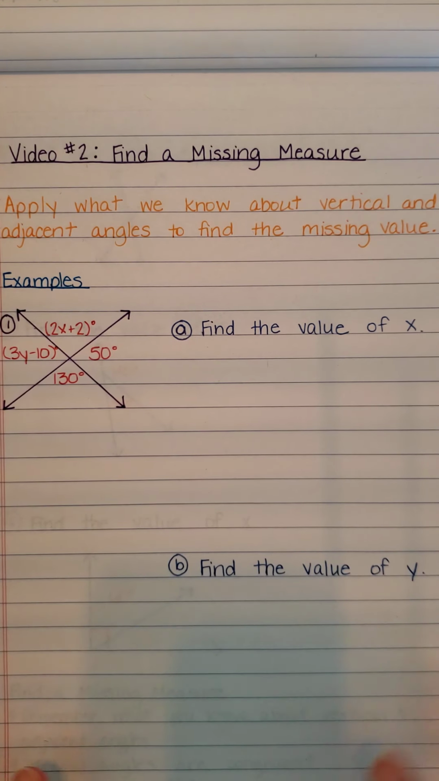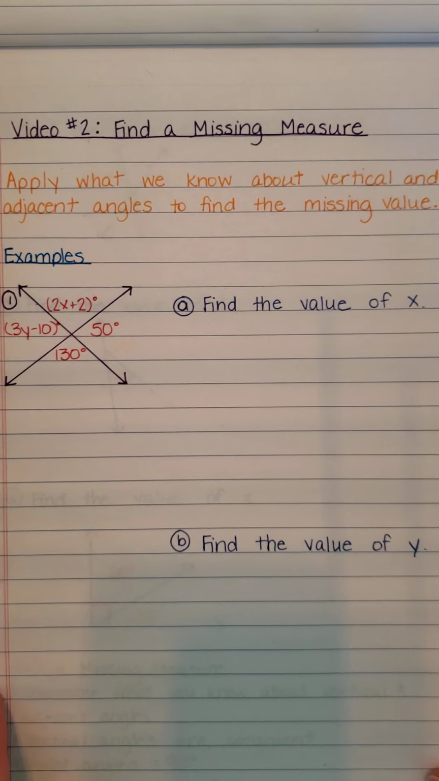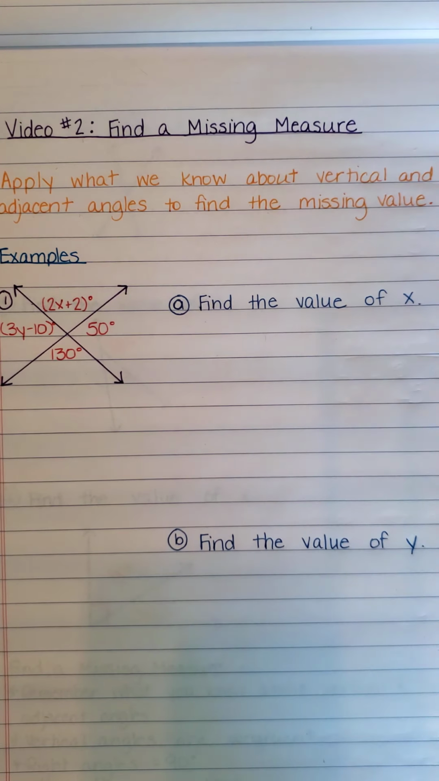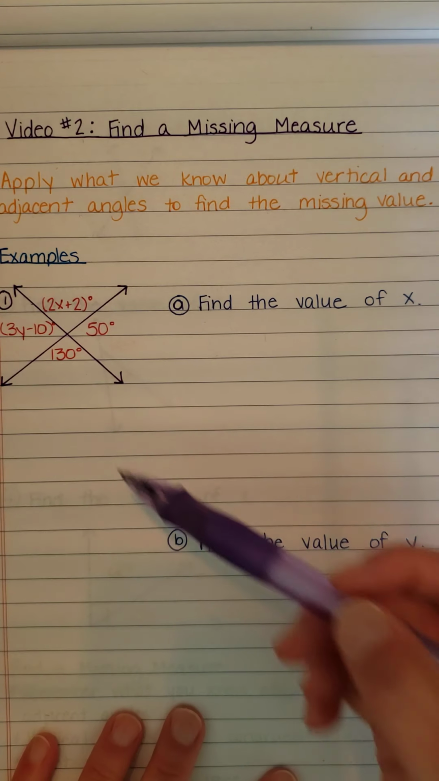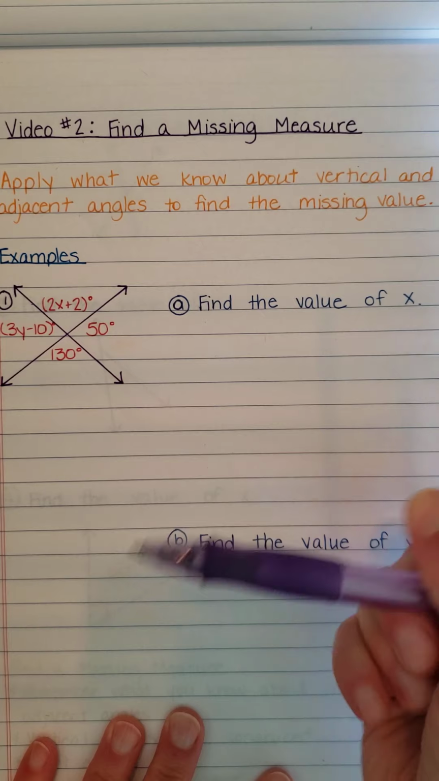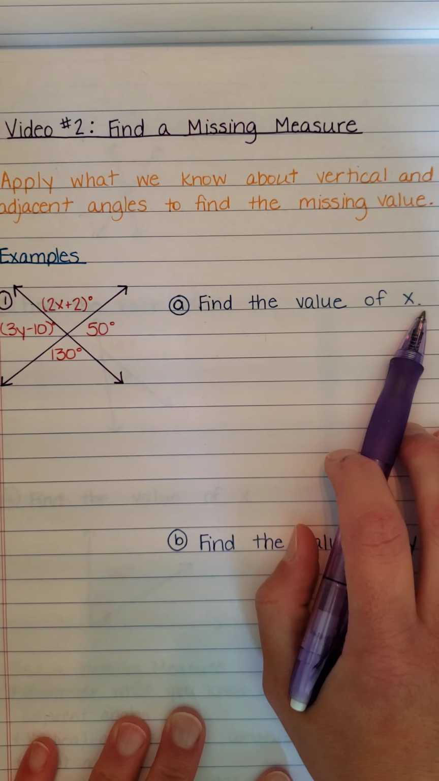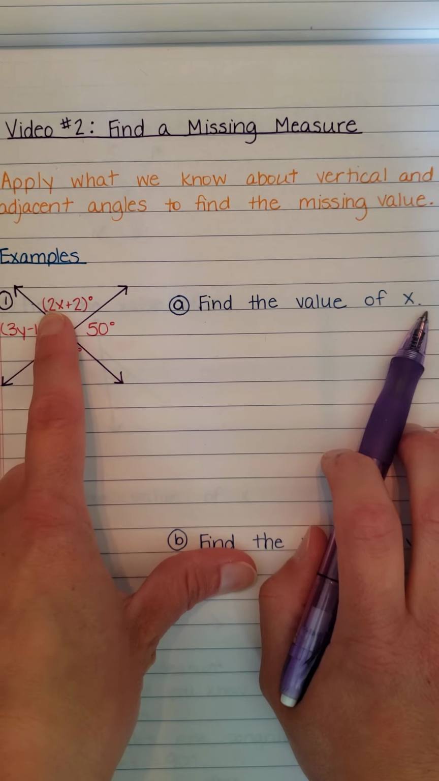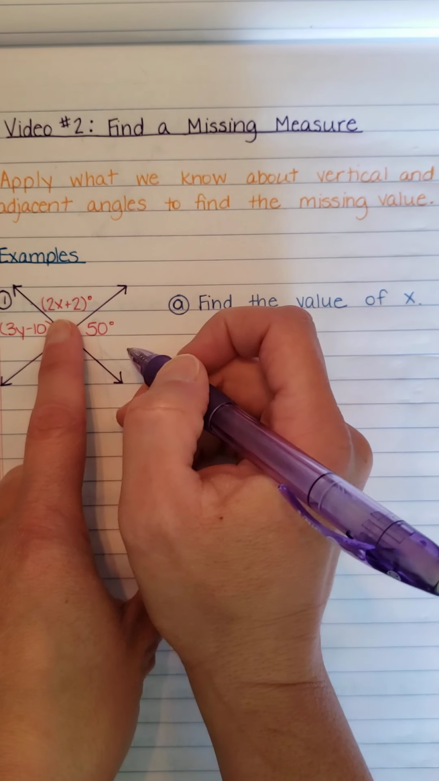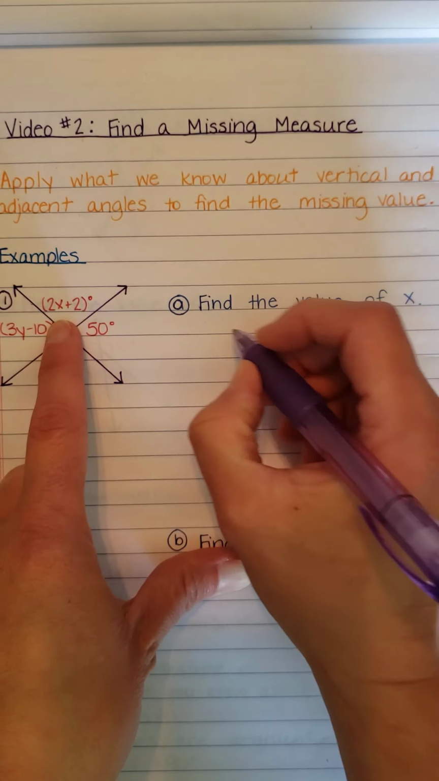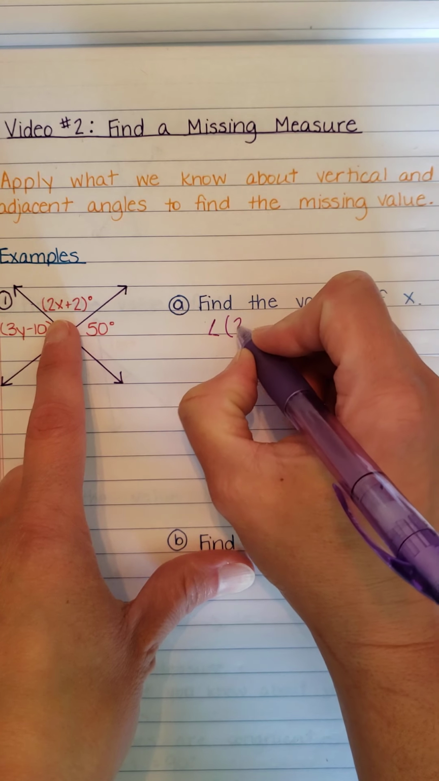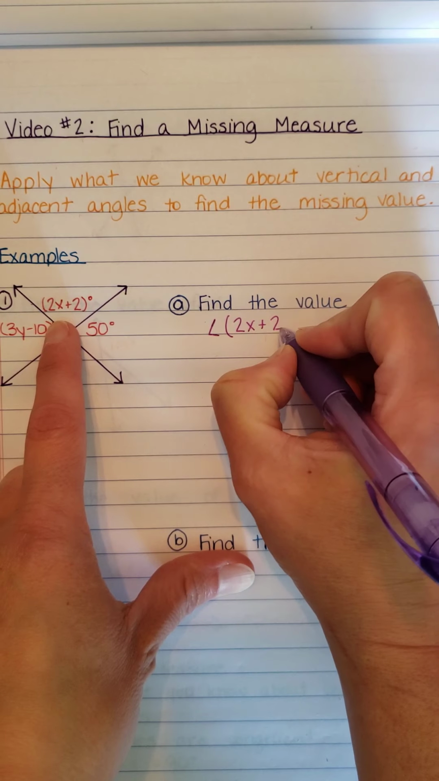So we're going to look at an example here, and we're going to use what we know about vertical and adjacent angles to help us find these missing values. The first one that we're going to look at is we have our figure. We are going to find the value of x. First thing, I'm going to find where my x is. The x is with the 2x plus 2. So I'm going to use the angle that measures 2x plus 2.